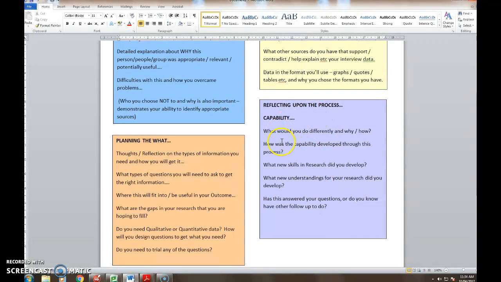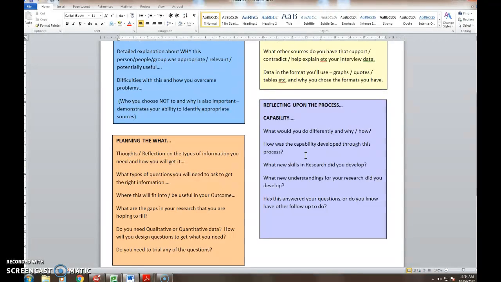So in reflecting upon the process, think about things like what you would do differently and why or how, and how was the capability developed through this process. So if your capability was the ethics capability, for example, how did you manage to make sure that your survey or interviews were conducted in an ethical manner? Was there anything that you discovered afterwards you should have done differently or you could have done differently?